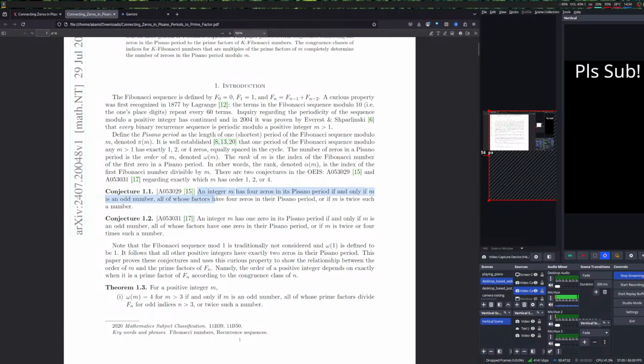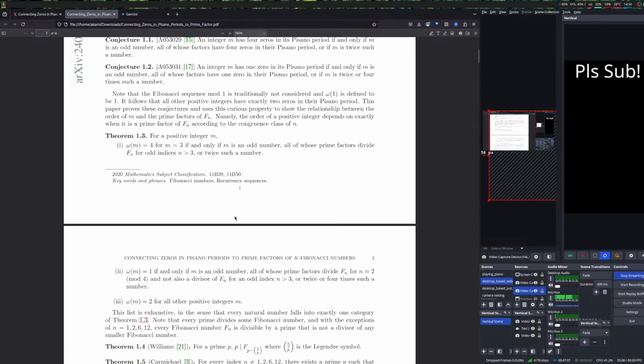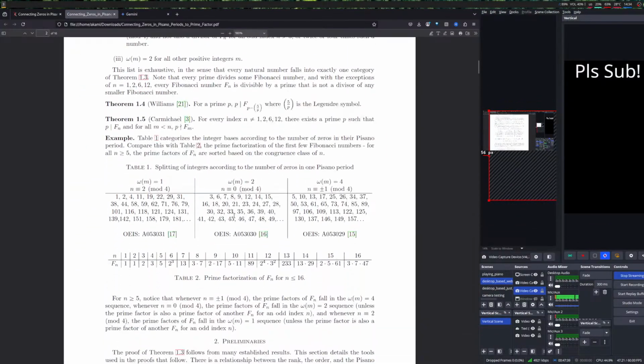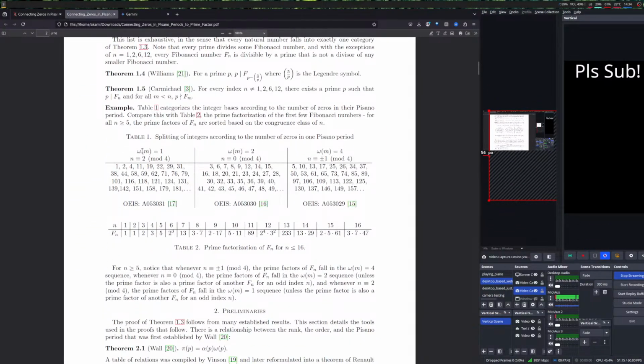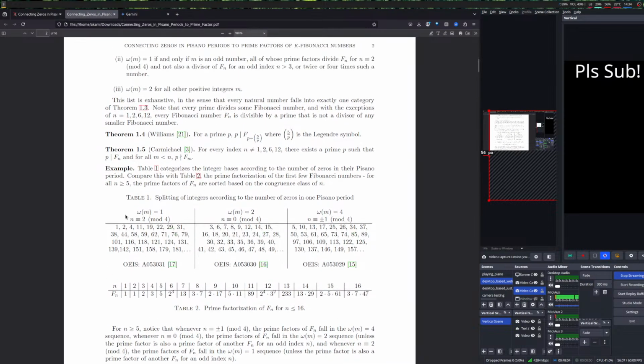Let's look at these conjectures a bit. Conjecture 1.1. An integer m has 4 zeros. Oh, okay, so I've already looked at this a bit, but the easiest way to describe this is that the order has 3 possibilities. It's either 1, 2, or 4 zeros. Now, I've known this from watching videos on YouTube. It's mentioned sometimes. So I believe this was already known. The conjectures are about when exactly these happen.